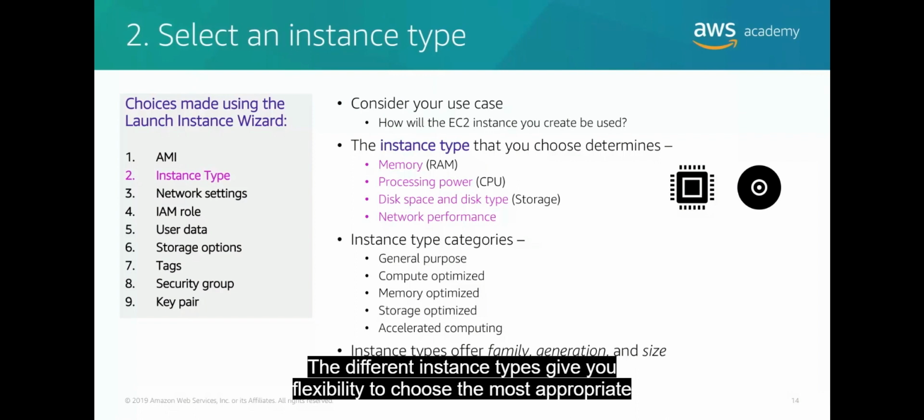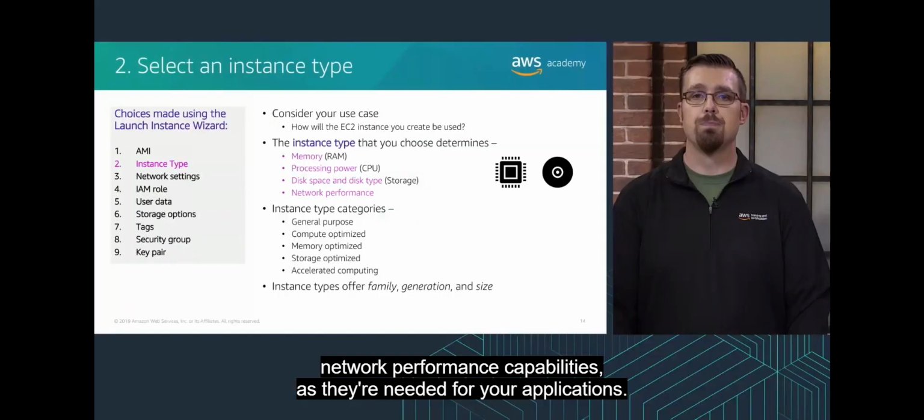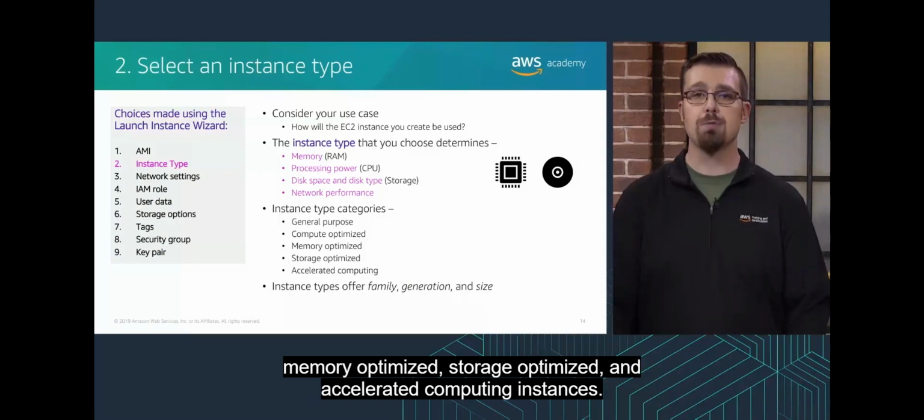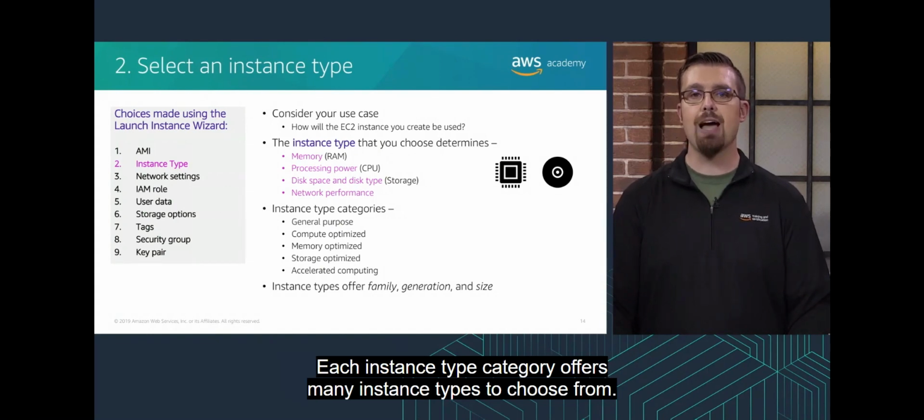The different instance types give you flexibility to choose the most appropriate mix of resources, such as memory, processing power, disk type, and network performance capabilities, as they're needed for your applications. Instance type categories include general purpose, compute optimized, memory optimized, storage optimized, and accelerated computing instances. Each instance type category offers many instance types to choose from.